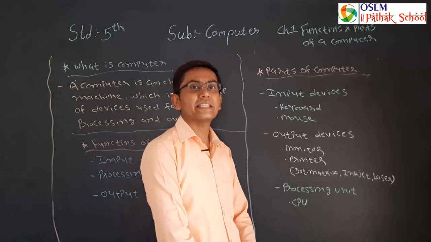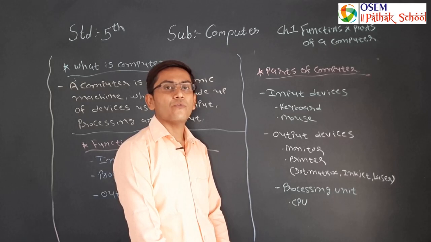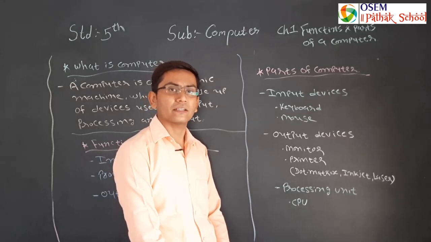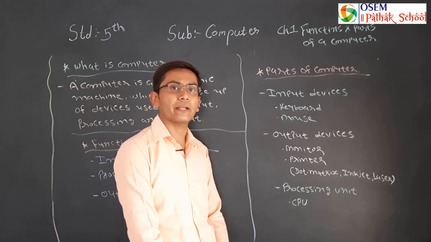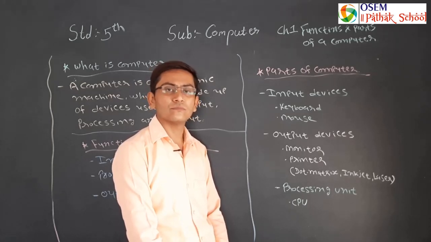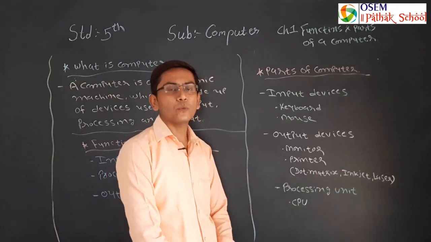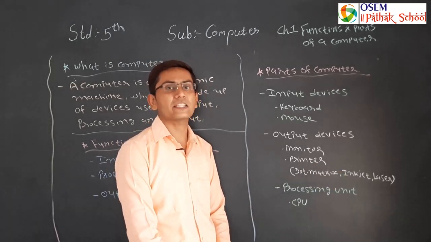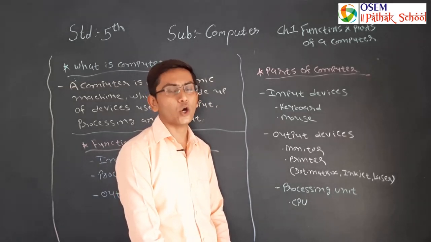Next one is inkjet printer. Inkjet printer prints with the help of spraying ink. It can print in both formats, black and white and color. It produces better quality output as compared to dot matrix printer, and it is quieter than dot matrix printer.